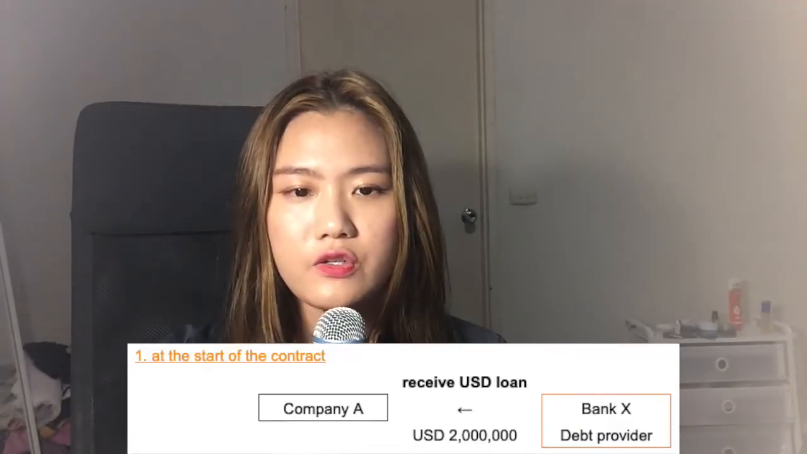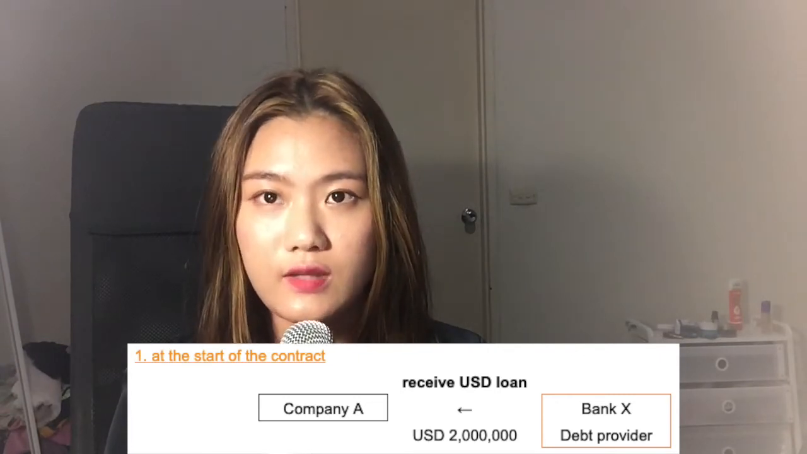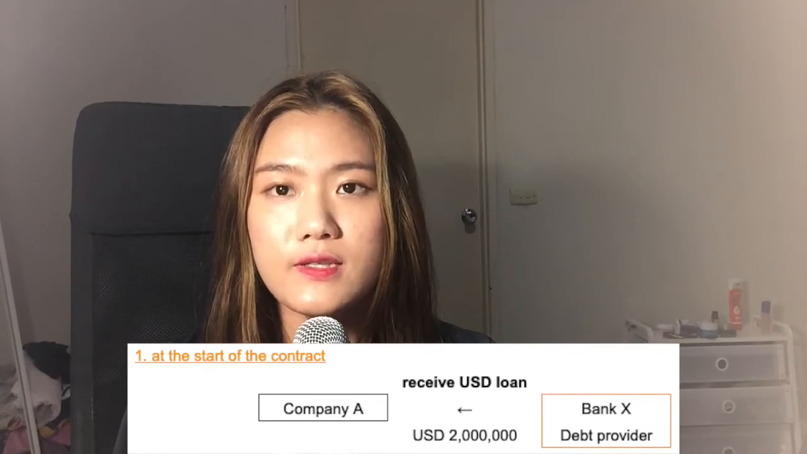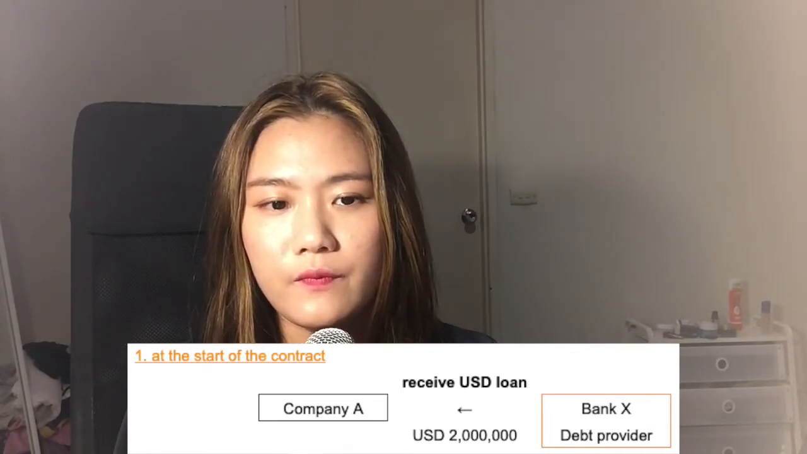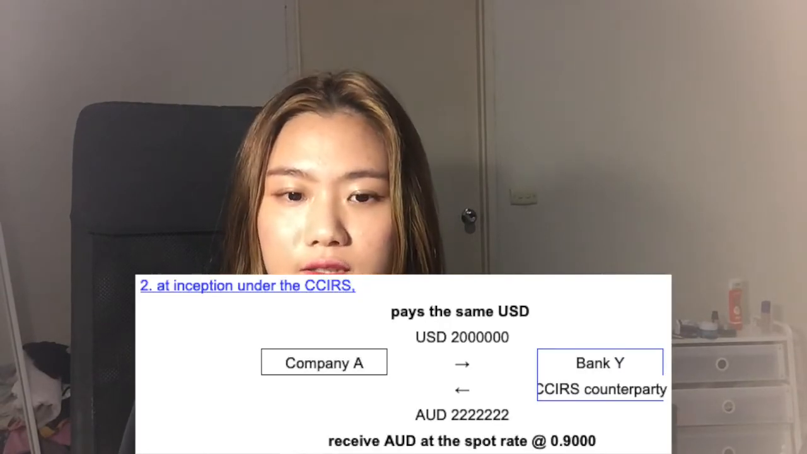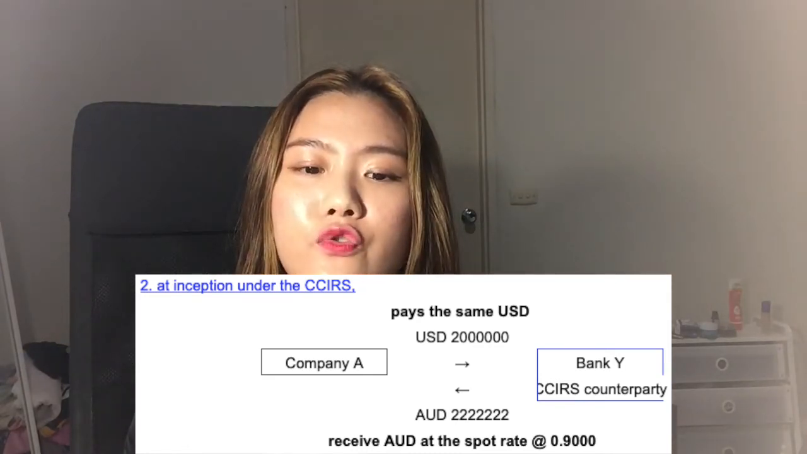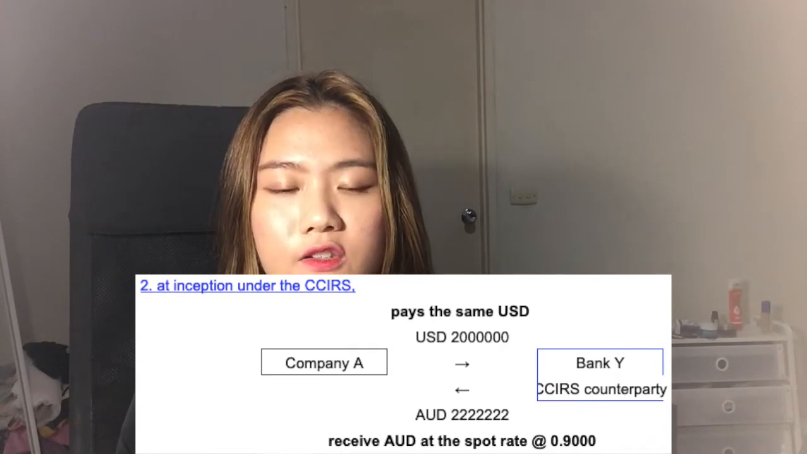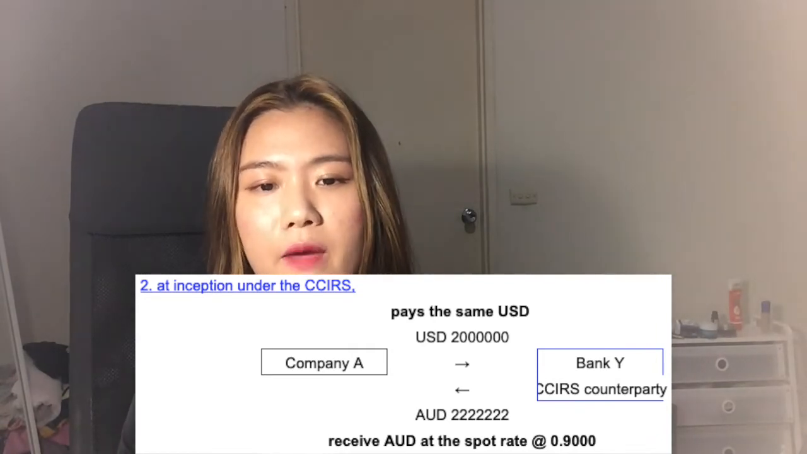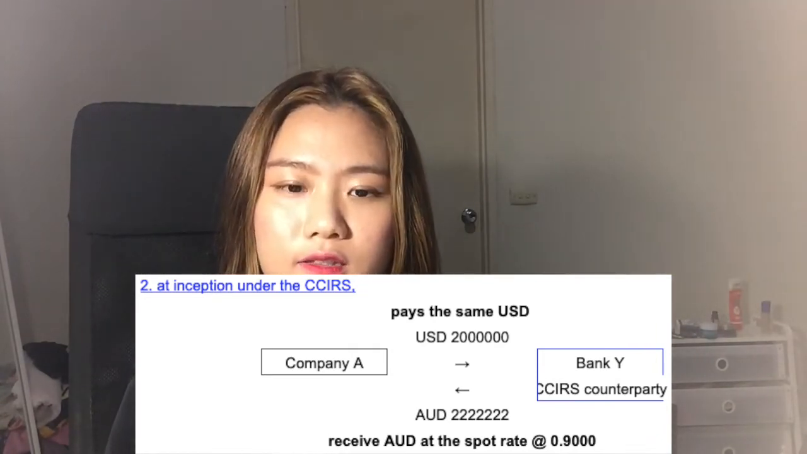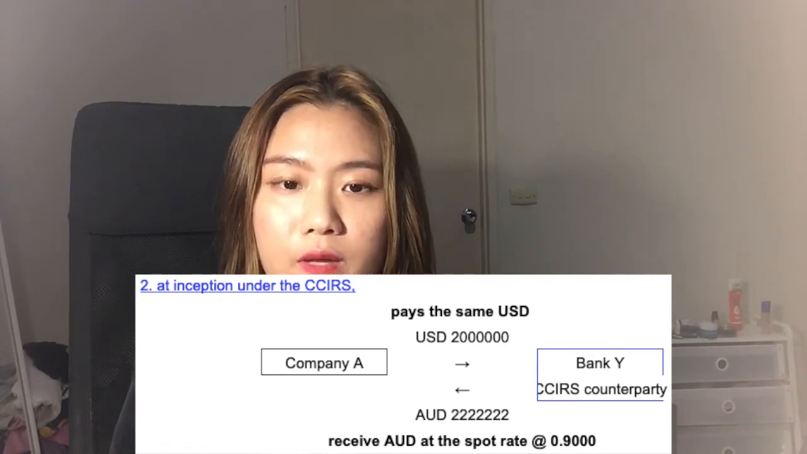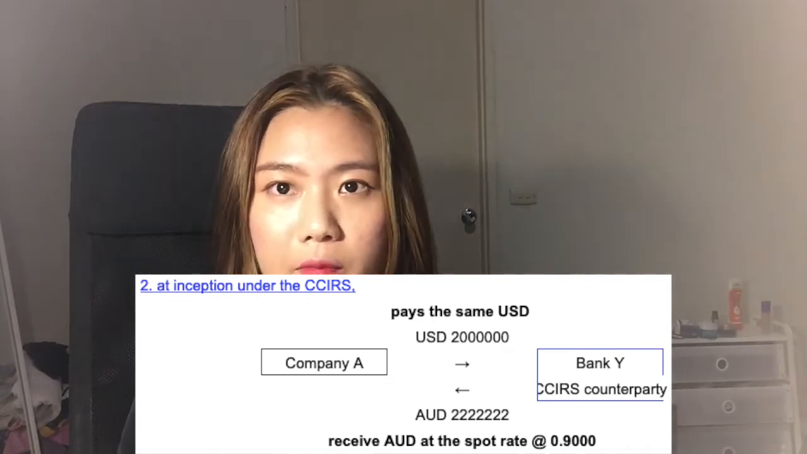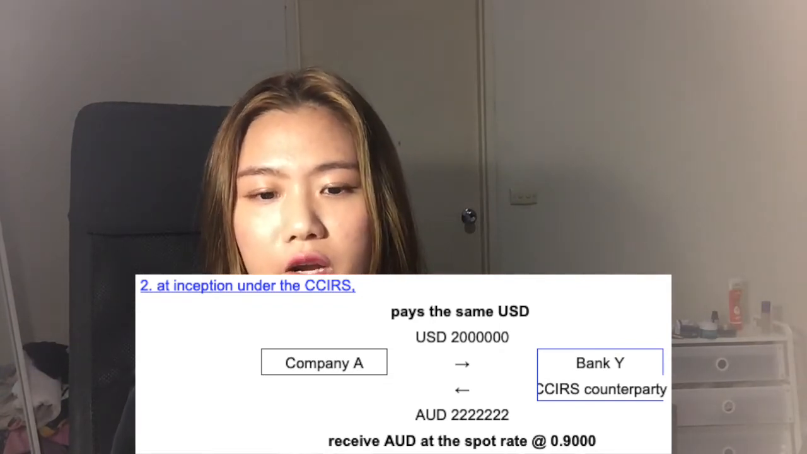At the start of the contract, Bank X, which is the debt provider, gives a loan to Company A. So Company A receives a USD loan of $2 million. At inception, under the CCIRS, Company A wants to lock in a CCIRS with Bank Y. So it will pay the same amount it received from Bank X, which is USD 2 million, and Bank Y will give Company A the same amount in Australian dollars at a spot rate of 0.9.